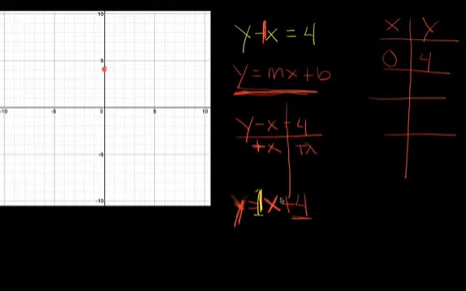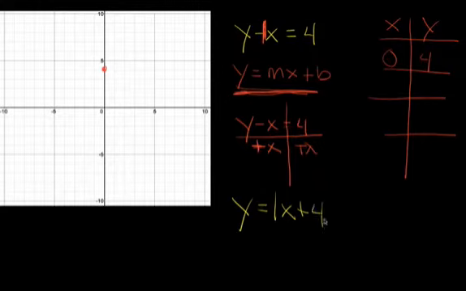Sorry, this is bugging me. This is a little bit ugly. I'm going to rewrite that real quick. I'll put it in yellow. Switch back to my pen here. Y equals 1x plus 4.